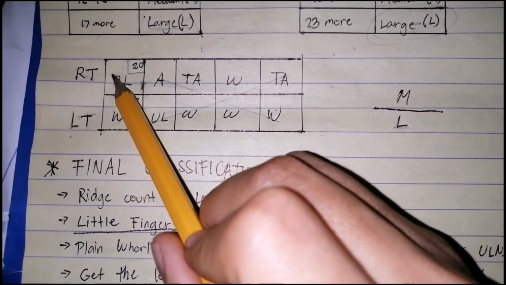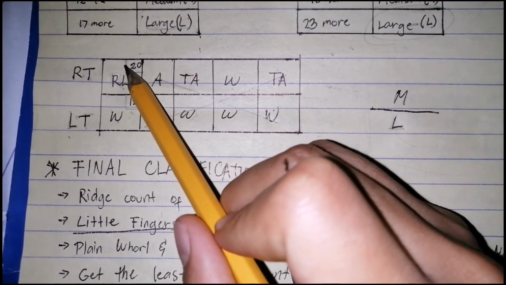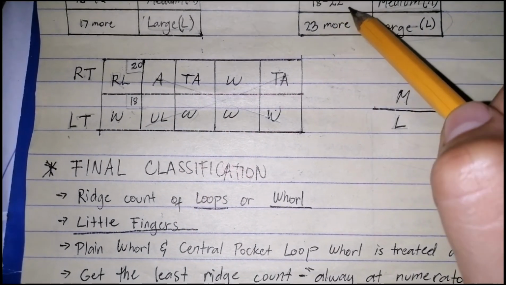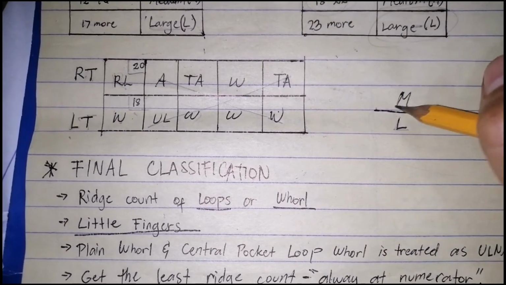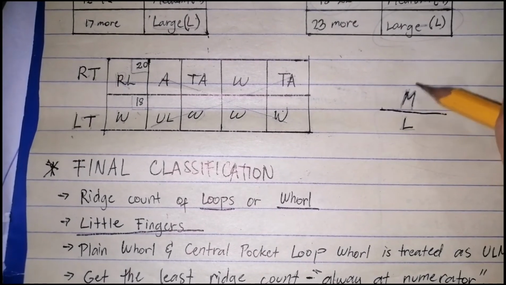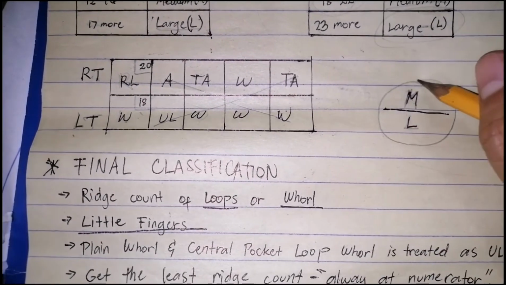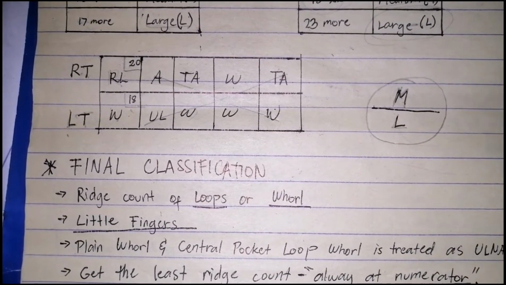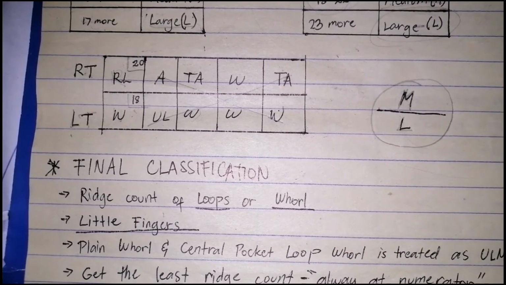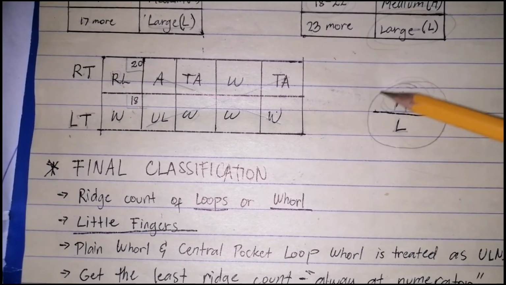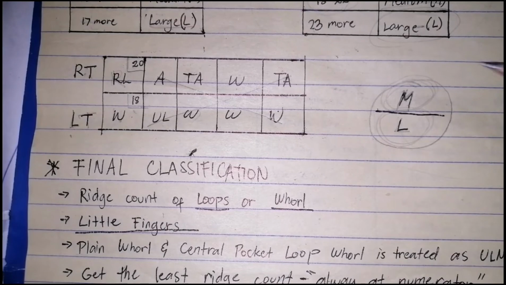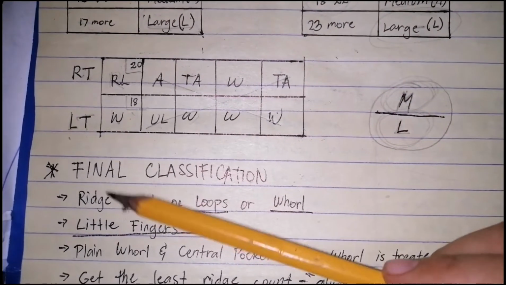Next is the radial loop that has a 20 ridge count. We will find it in the right hand chart, which is in the medium. So we will put the symbol of medium in the numerator. This is the example of getting the major classification in the thumb: medium in the numerator and large in the denominator. Next, we will proceed to the final classification.